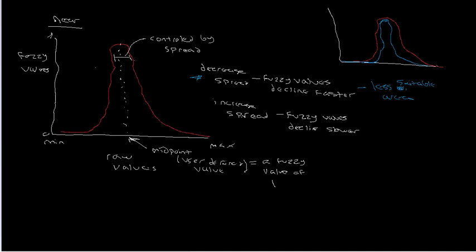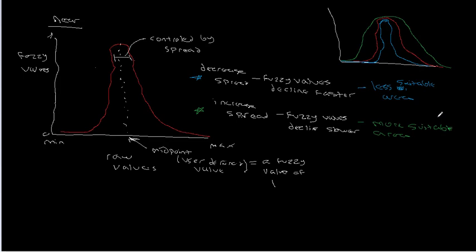Conversely, if we increase the spread, meaning we make this bell curve wider, it might look something like this. If we increase the spread, we're slowing the decline of the fuzzy values, which means our end result is going to be more suitable area.